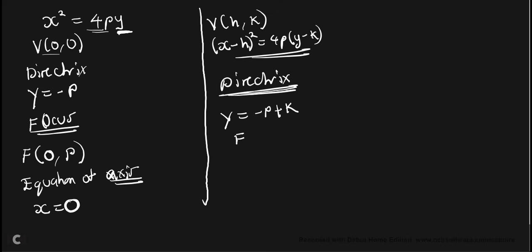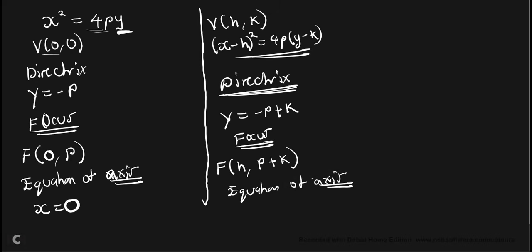How about the focus in this situation? It will be h, comma, then p plus k, right? That's the focus. How about the equation of axis? I usually say that which one is squared? It is this part which is squared, right? So you get x minus h equal to 0, then your x will be h. So the equation of axis here is x equal to h.